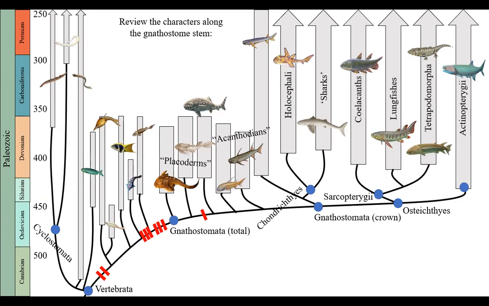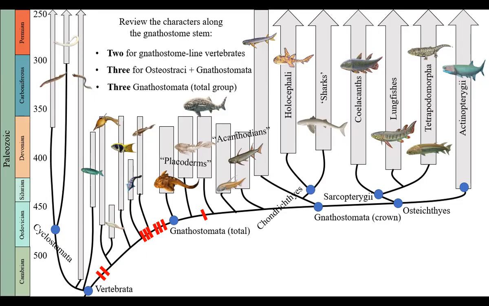Just as a refresher, here are these different synapomorphies that we've gotten up into gnathostomes. There's 2 for all gnathostome-line vertebrates. There's 3 that unite the osteostracans with the gnathostomes. There's 3 for all jawed fishes. And there's 1 that some placoderms have that all of us gnathostomes inherited. So go ahead and talk to your neighbors. What are these? Make sure we're fresh.